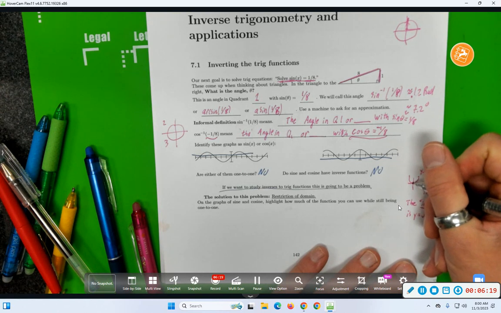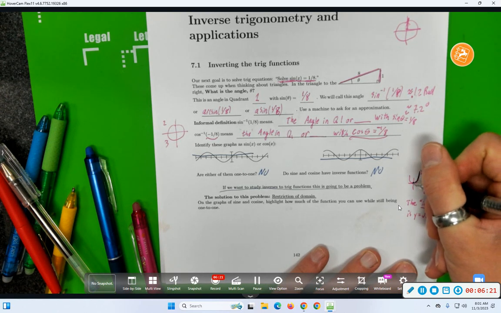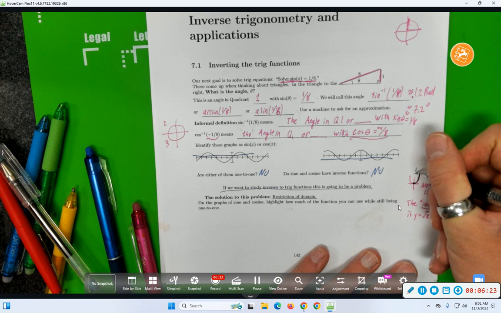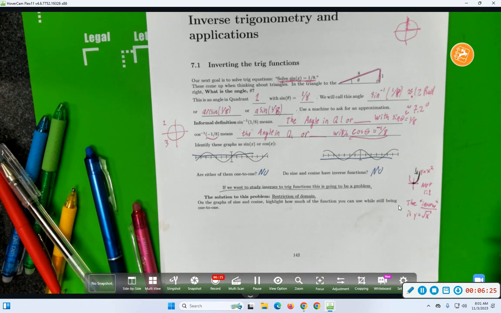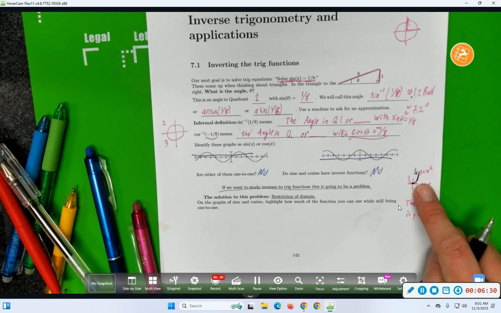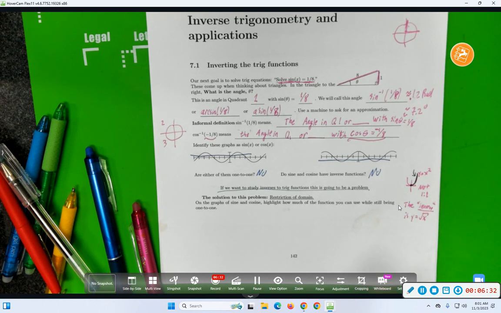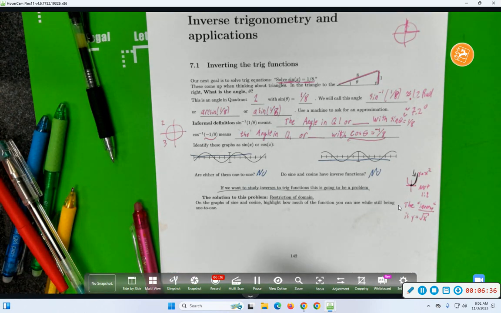Well, all of y equals x squared isn't one-to-one, but if I just study that piece of y equals x squared, that is one-to-one. So you use the graph to find the biggest domain you can on which the function is one-to-one. You invert that. So let's do that with sine and cosine.